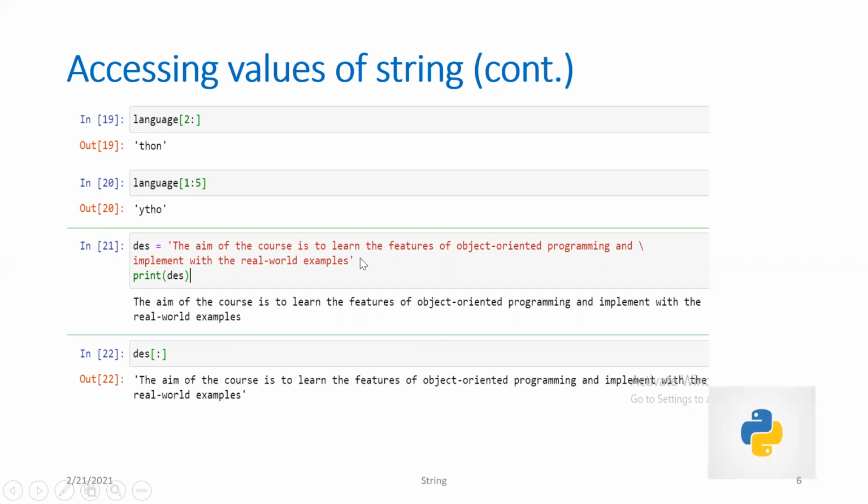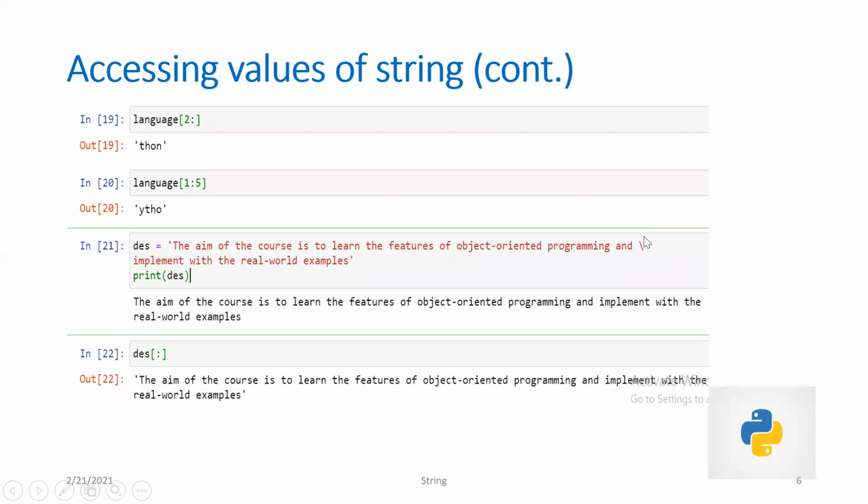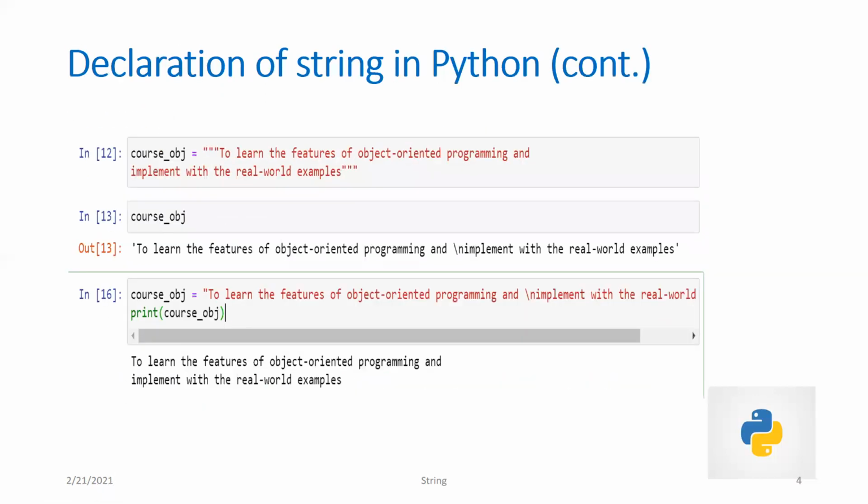But it is a complete sentence, but for some reason I want it to go to the next line. So this is how we can break a line, but it will not print it in a new line in the output section. But if I did not use this slash, it will give me an error. So I guess you understand what I am talking about, how to take new lines.